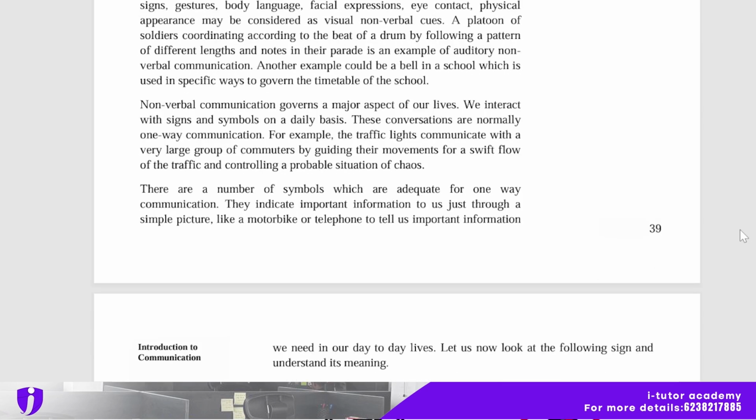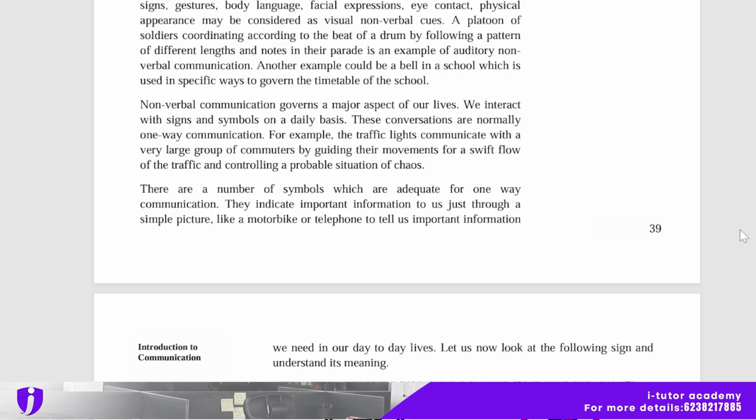Non-verbal communication governs a major aspect of our lives. We interact with signs and symbols on a daily basis. These conversations are normally one-way communication. For example, the traffic lights communicate with a very large group of commuters by guiding their movements for a swift flow of traffic and controlling a probable situation of chaos.